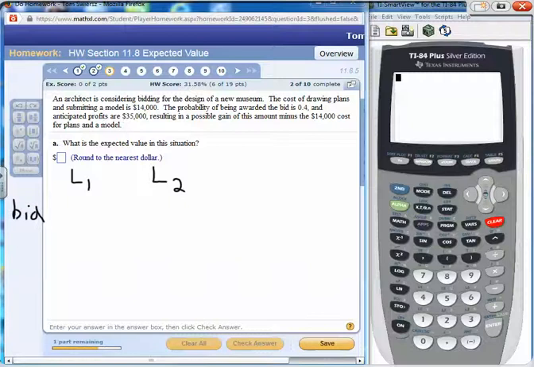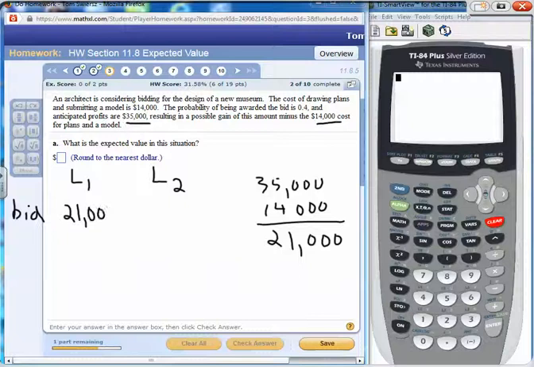If they are awarded the bid, their profits are $35,000 minus $14,000. So $35,000 minus $14,000 will, of course, leave us with $21,000. So if they get the bid, they make $21,000, and the probability goes in L2, which for being awarded the bid is 0.4.